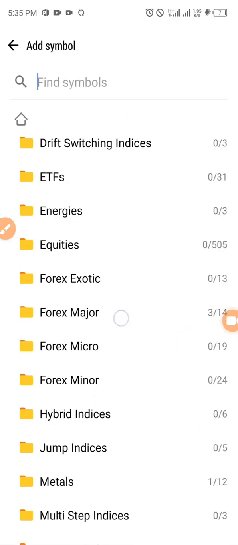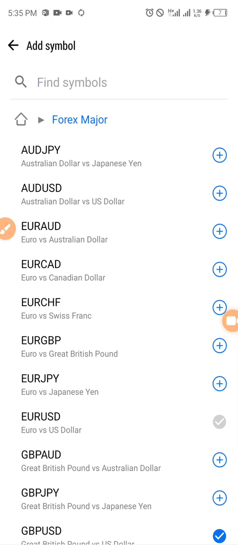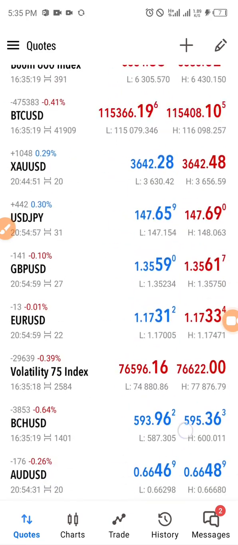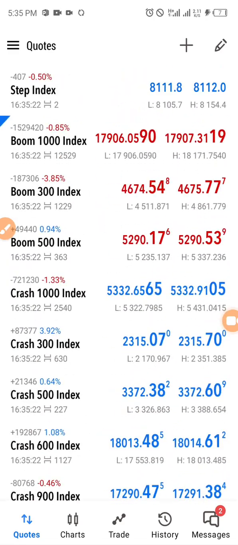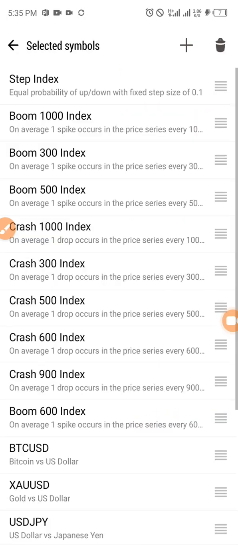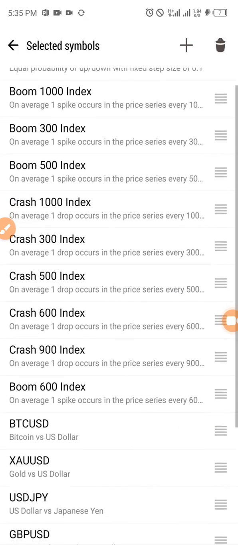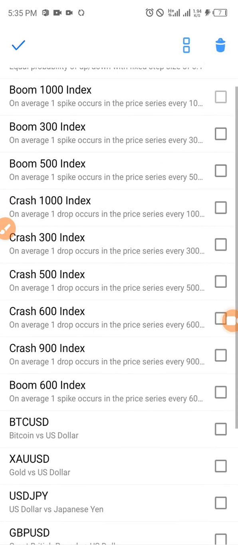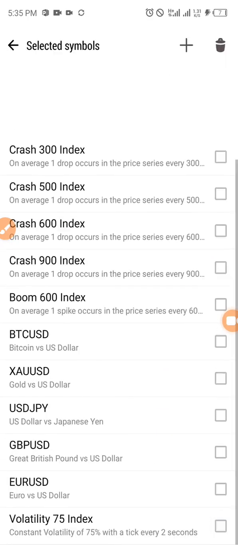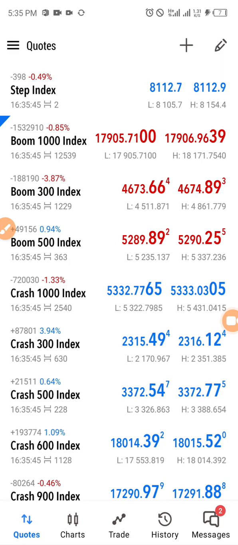You can see first major. I want to add Australian dollar versus USD. I click on the plus sign, boom, and it's been added. You can see it showing here at the ending part. If I want to delete any of these pairs, I click on this pen sign, then click on the ones I want to delete. Click on that dustbin sign at the top, and you mark the one you want to delete. I want to delete this too, and then you delete. So that's exactly how to do it.